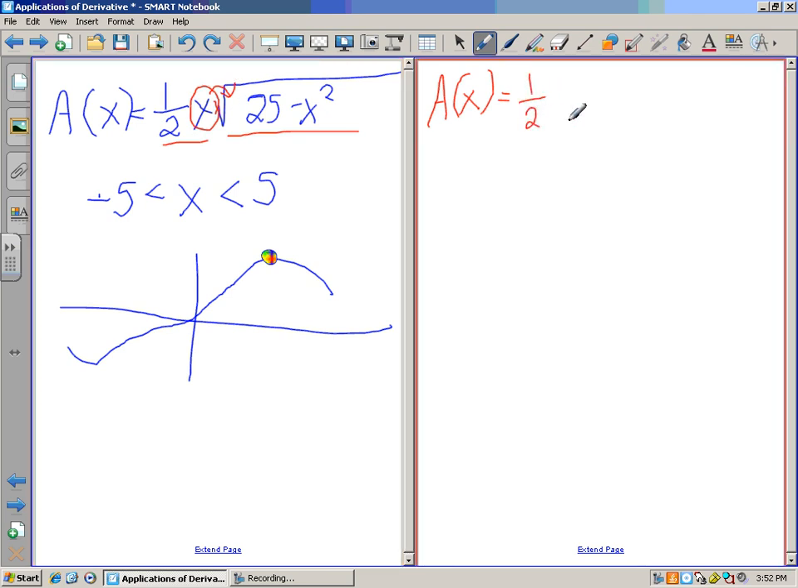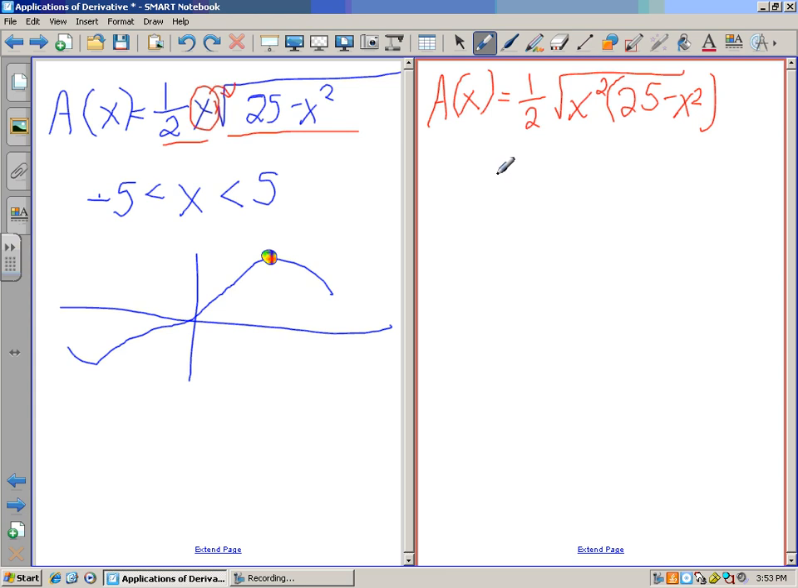Well, the square root of what is x? The square root of x squared. So I bring the x into the square root, it's x squared, and that's 25 minus x squared. So there is that function.